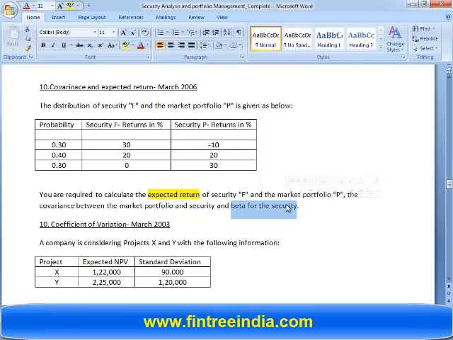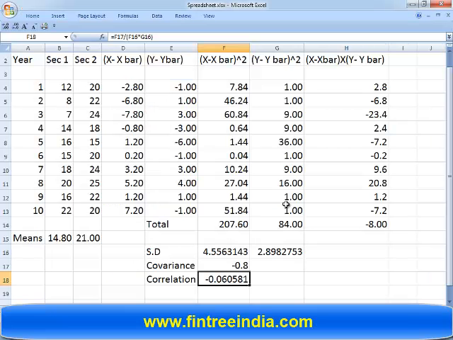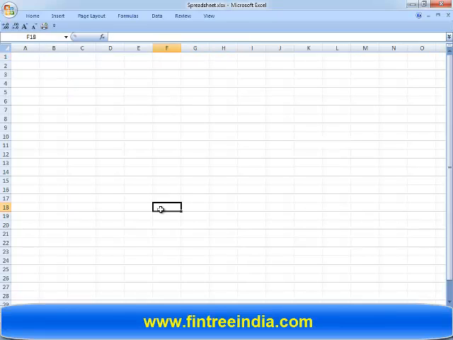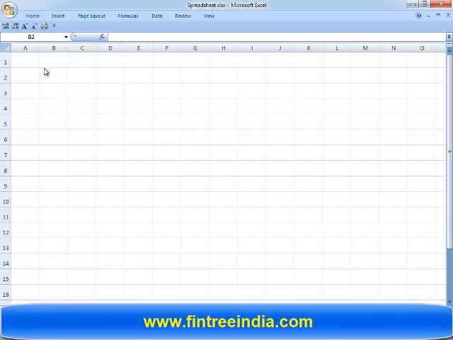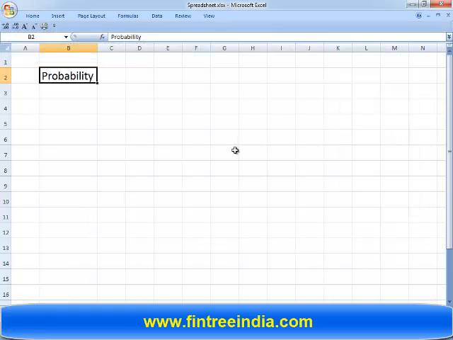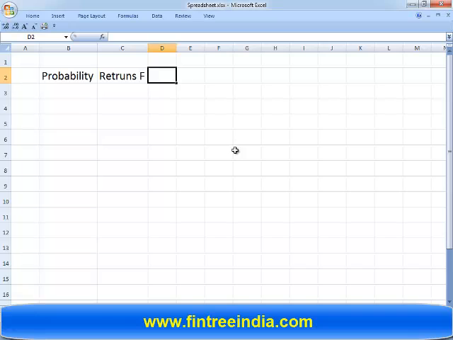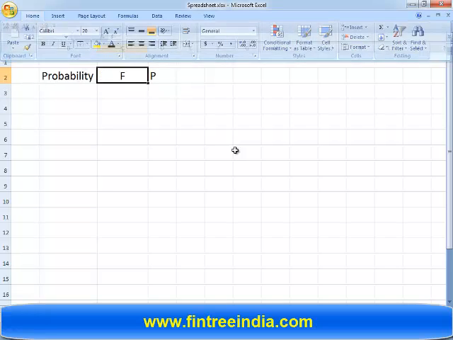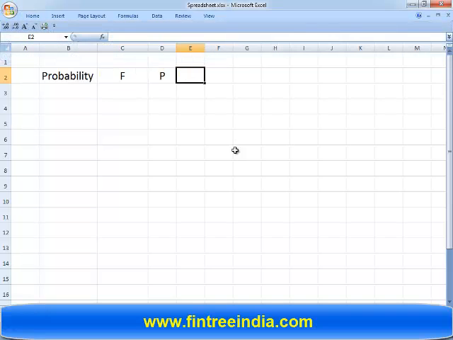That's it. Shall you do it or shall I? Okay, I'll make the format for you. You just plug in the figures there. Probability is the first. Then we will say returns here on F. Okay. Then returns on portfolio P. So I'm going to simply call this F and P so that it will save space. Returns on security F, returns on security P.